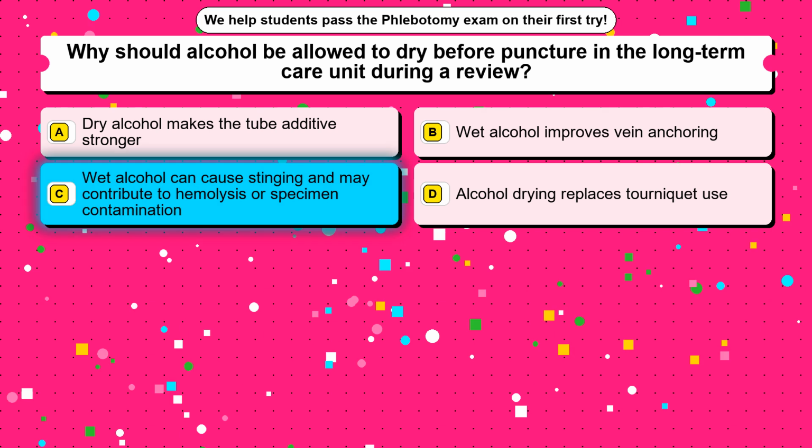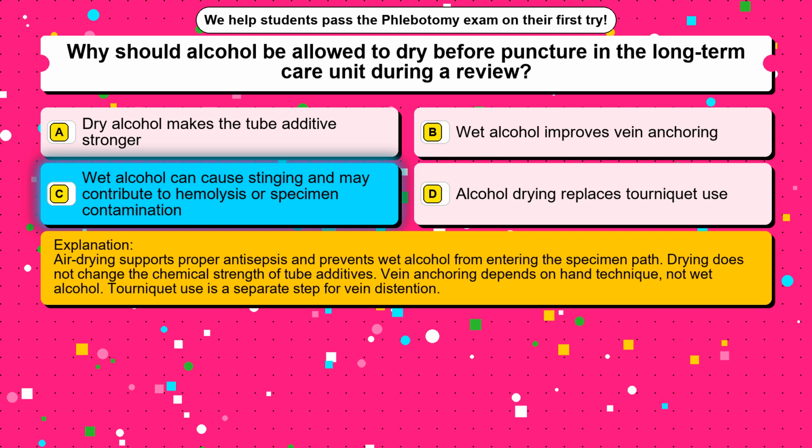The correct answer is option C. Wet alcohol can cause stinging and may contribute to hemolysis or specimen contamination. Air drying supports proper antisepsis and prevents wet alcohol from entering the specimen path. Drying does not change the chemical strength of tube additives. Vein anchoring depends on hand technique, not wet alcohol. Tourniquet use is a separate step for vein distension.